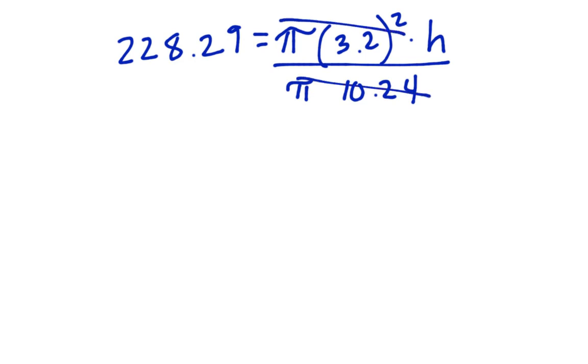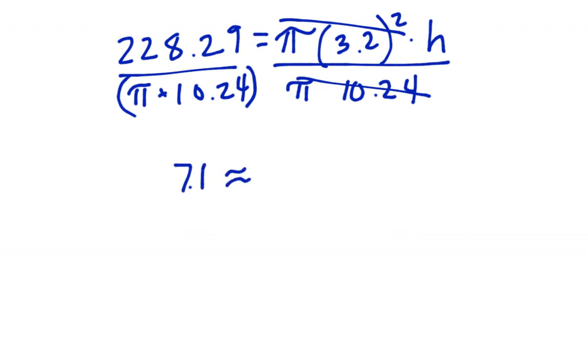So these reduce, and I've got to divide this side by the same thing, divide by pi and 10.24. And when I do this in my calculator, I need to make sure that I multiply these two numbers together and that I group them. If I tell my calculator 228.29 divide by pi times 10.24, it's not going to think that the 10.24 is in the denominator unless I put that in a group with parentheses. So I'll do that in my calculator now. I get about 7.1 as the approximate value for h. Notice that I don't need to square root this time because it's h that I'm solving for, and h is not squared in the problem like the radius was in the previous problem.